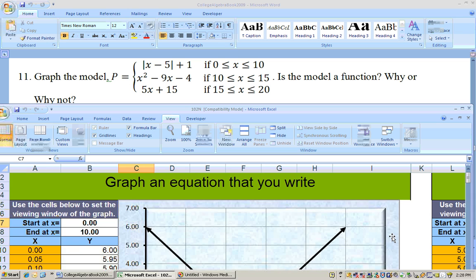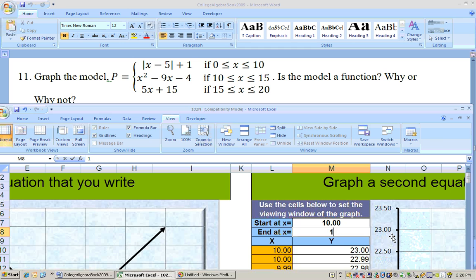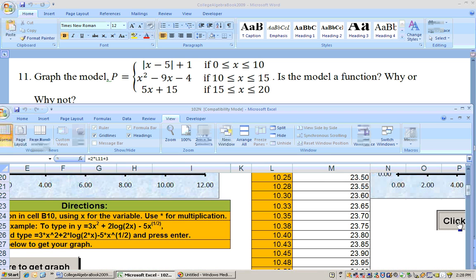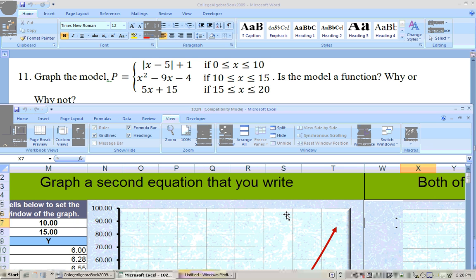Let's move over now and graph the second part. The second part goes from 10 to 15, and that equation was equals x squared minus 9 times x, don't forget the times sign, minus 4. Hit enter, scroll down, let's get that one, and let's go on over and put in the third one.